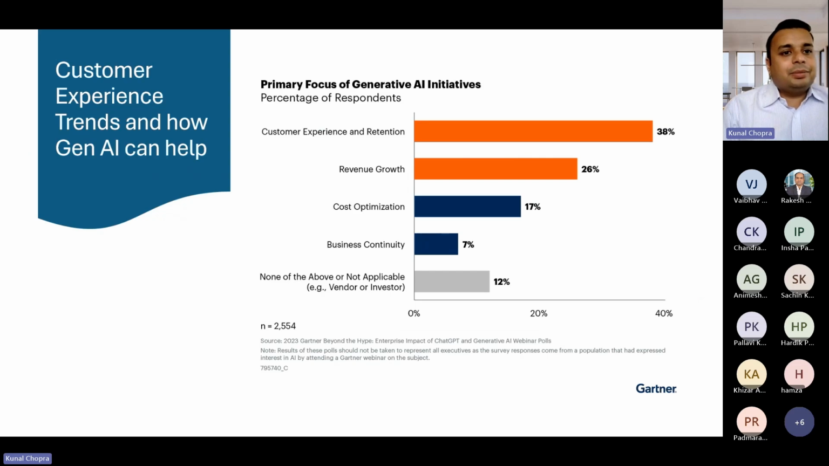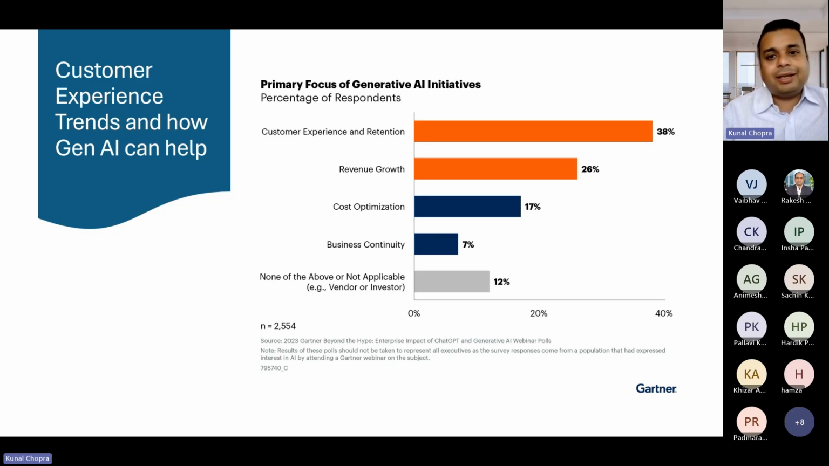The next one is the customer experience trend. Over here, what I'm highlighting is the survey done by Gartner in 2023. The survey focus was: what are the generative AI initiatives where we can take the maximum advantage, or where the CXOs or the participants feel that they can take maximum advantage. And over here as well, we can see that customer experience and retention is the primary focus of generative AI. That's what was part of the survey conducted by Gartner.